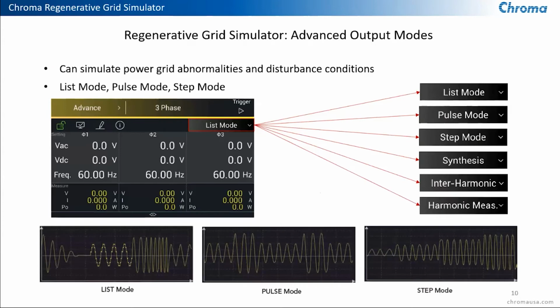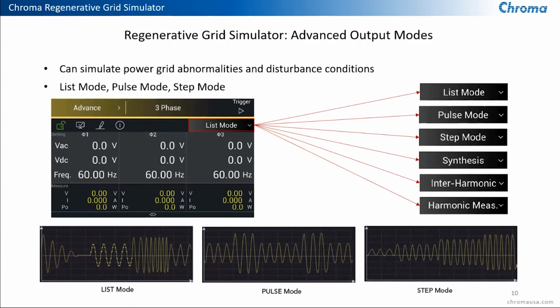The Regenerative Grid Simulator family is capable of simulating various power grid abnormalities and disturbances. They provide power line disturbance output waveform programming functions such as step, pulse, and list programming modes. It also has the harmonic synthesis and interharmonic functions. This enables the user to simulate various power grid abnormalities and disturbance conditions required by international test standards. You can also simulate conditions such as cycle loss, transient peak, and power attenuation.